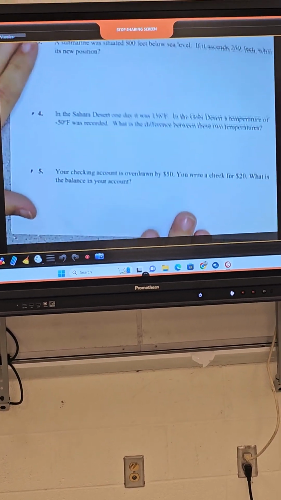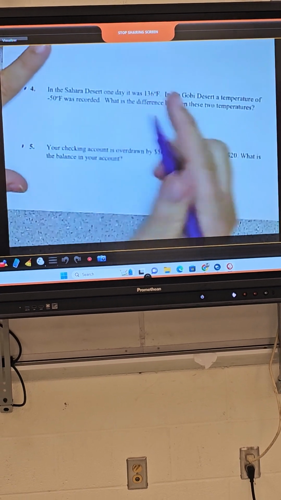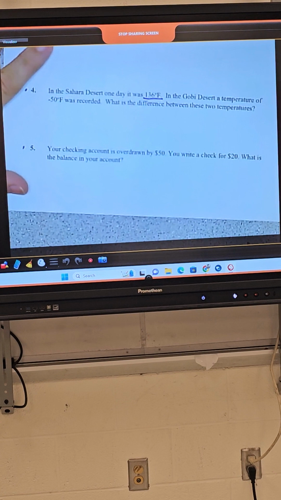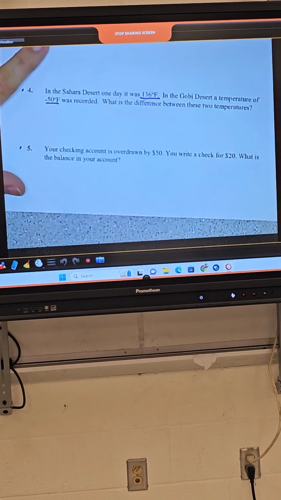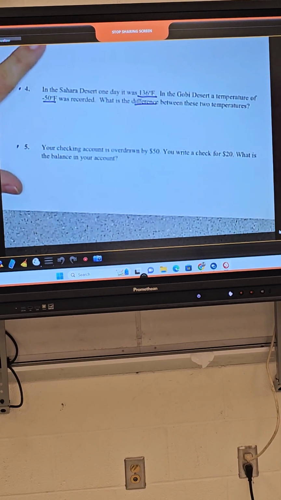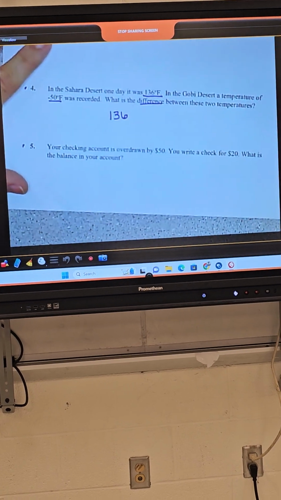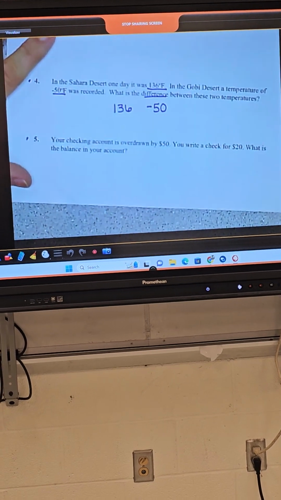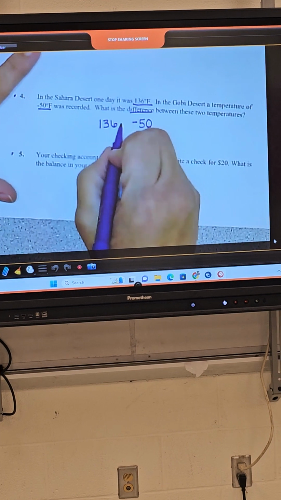Another example with temperature, this one says, in the Sahara Desert, one day it was 136 degrees Fahrenheit. In the Gobi Desert, a temperature of negative 50 degrees Fahrenheit was recorded. What is the difference between these two numbers? Again, 136 degrees would be positive, and the temperature of negative 50 would be obviously negative. And then it again said difference, so we're going to subtract.